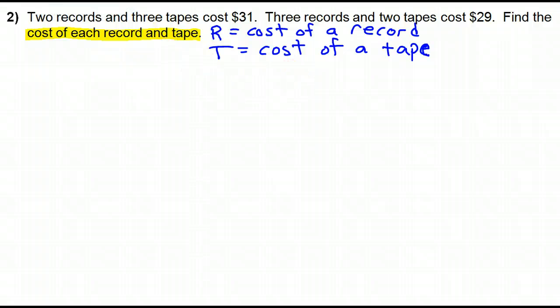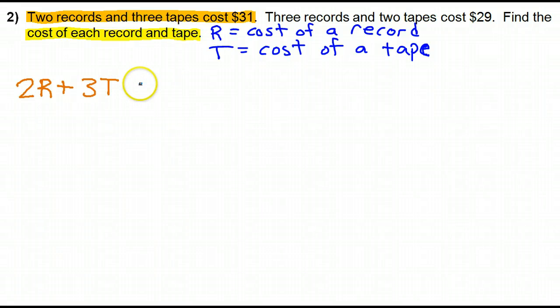Now we need to create our 2 equations. So let's make one equation out of the first sentence. 2 records and 3 tapes cost $31. So let's see what that would look like as an equation. 2 records, so that's 2R, and 3 tapes, so that would be 3T, would cost $31. So altogether that would be $31. So there is my first equation.